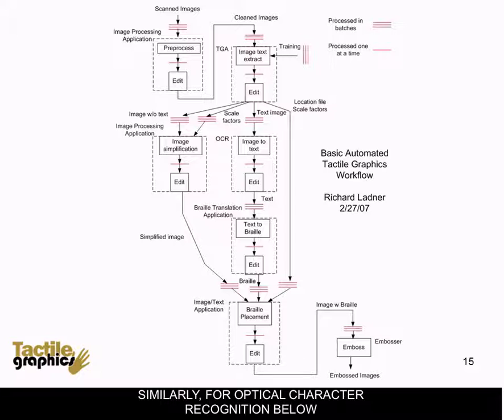Similarly, for optical character recognition below, when you take the text, out of that box came three things, right? The location file, scale factors, and text as an image, and then the pure graphic came out of that. Now we have the optical character recognition. Well, OCR is not perfect. There has to be human time to put in some effort there. And then Braille translation can be done automatically, except it doesn't do it perfectly, so that has to be checked. And then the Braille placement doesn't work out correctly every time, so you have to do a little bit of editing there. Finally, you emboss at the end.